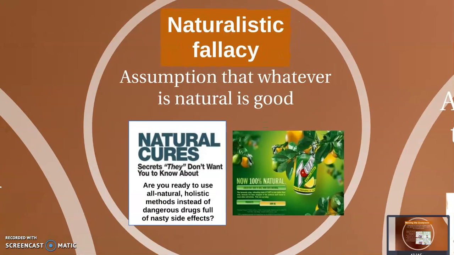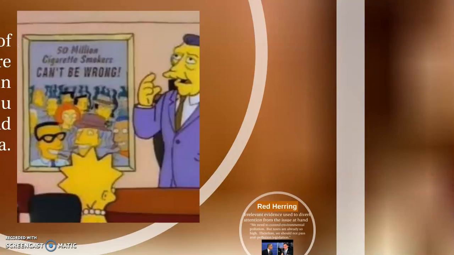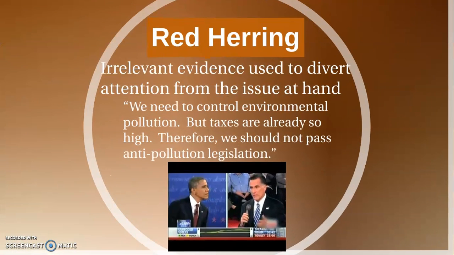The naturalistic fallacy is an assumption that just because something is natural, that makes it automatically good or healthy. We know that that's not always true. Then we have the red herring fallacy, which is when we use irrelevant evidence to overwhelm or confuse our audience or get in the way, make them forget what they were originally asking. This video debate actually does a really good job of illustrating how a red herring fallacy works. It just distracts the audience or diverts the attention.